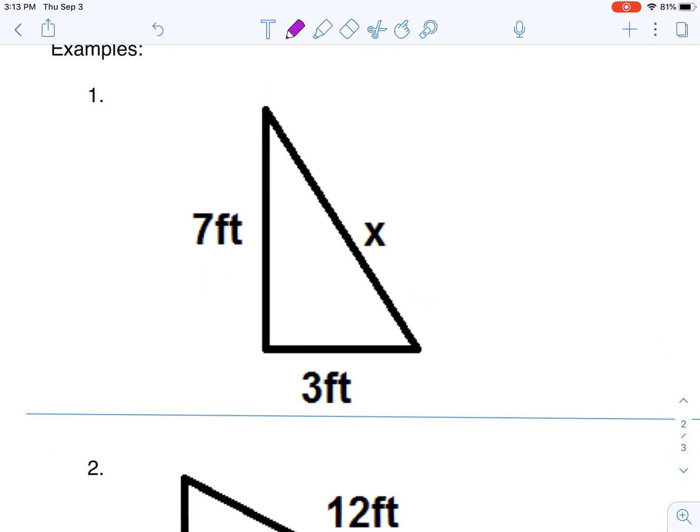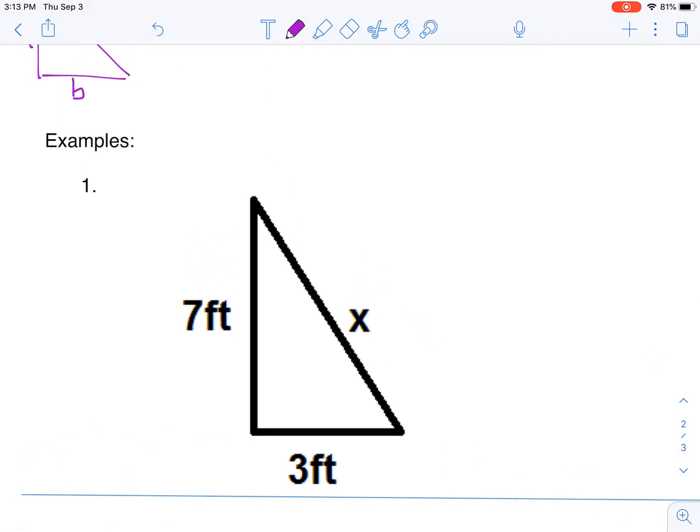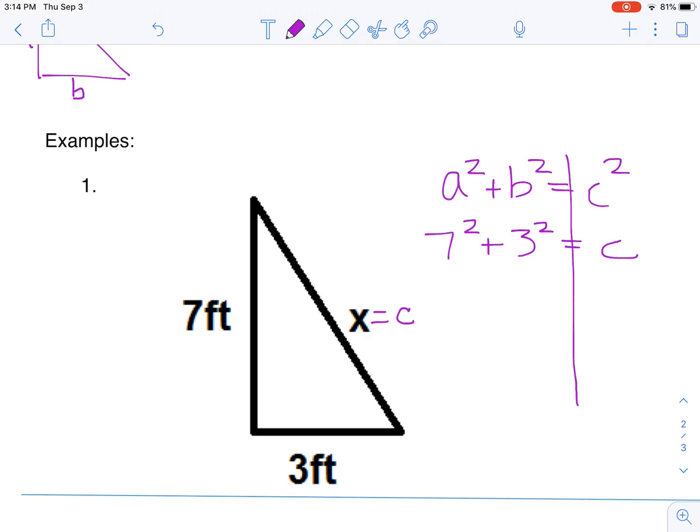So for like in this problem, our unknown value is this c. So if we plug into our formula, a squared plus b squared equals c squared, and we plug in what we know, to solve this, we would do the squared pieces. So 7 squared is 49, and 3 squared is 9. And those are both on the same side of the equation.